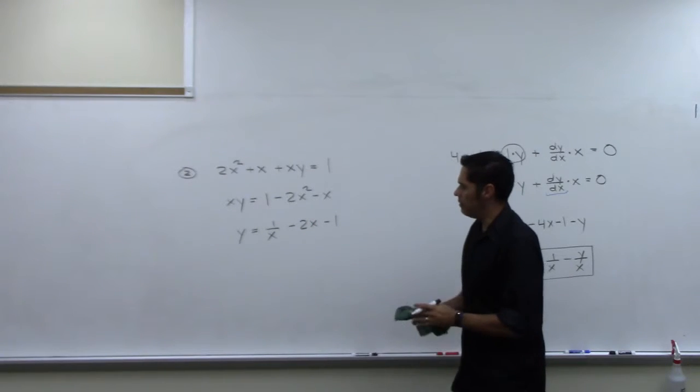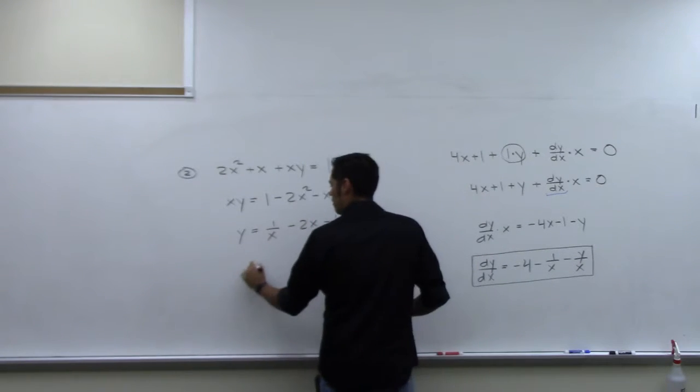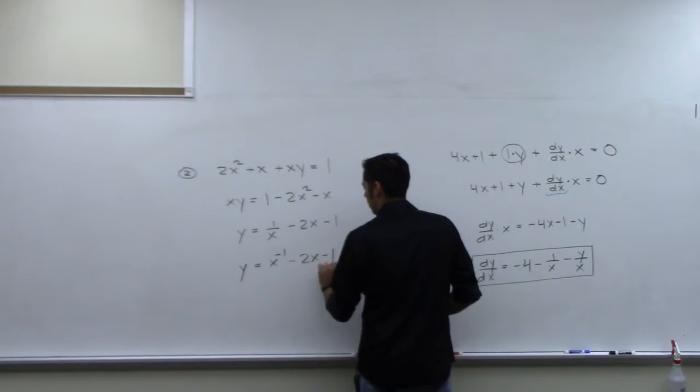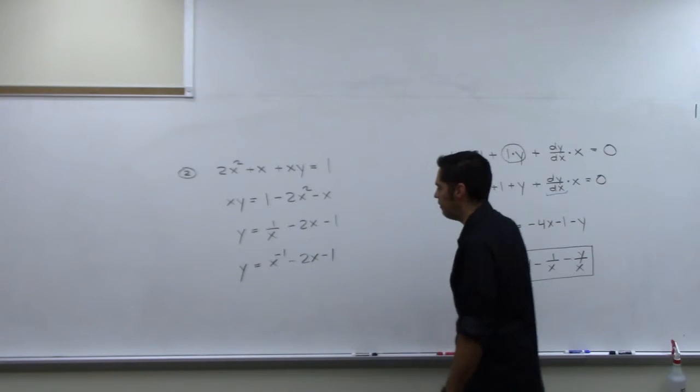And I'm going to take the derivative of this. Now remember that this is the same as x to the negative 1. That's this. Minus 2x minus 1. I only did that because it'll be easier for me to take that derivative.